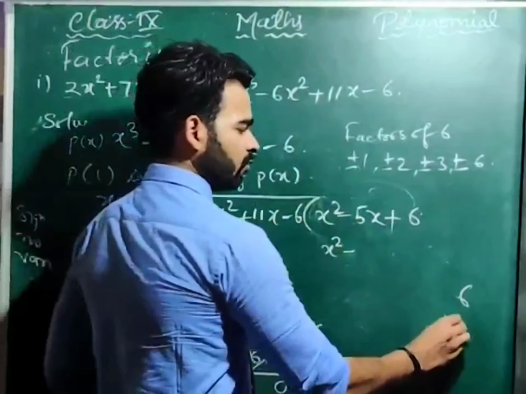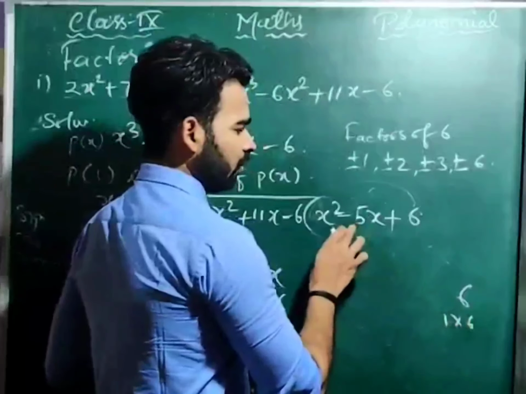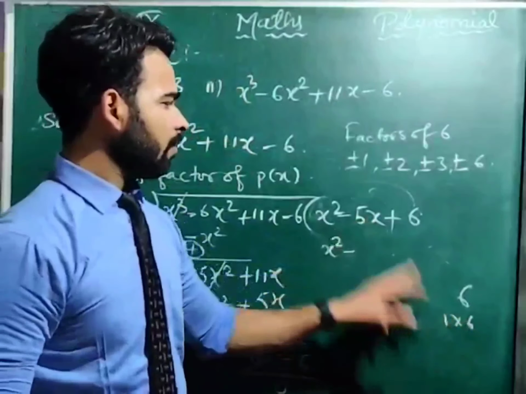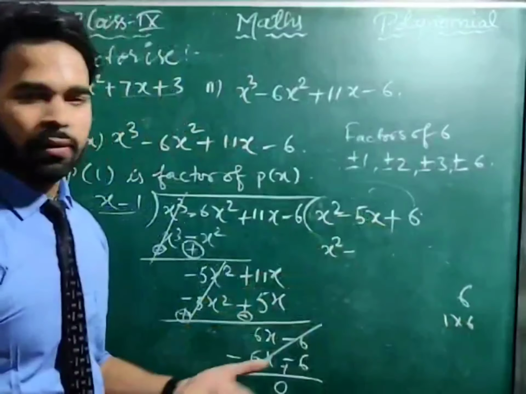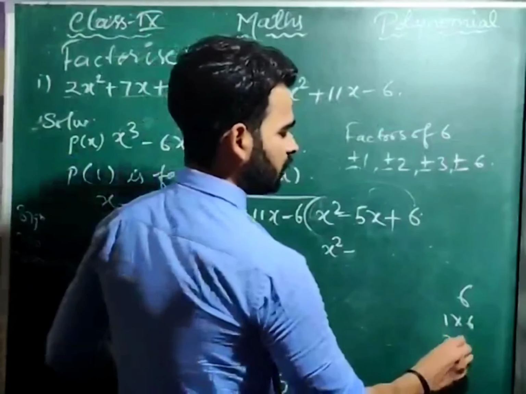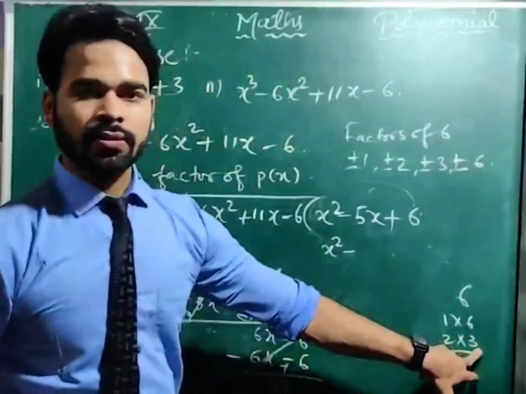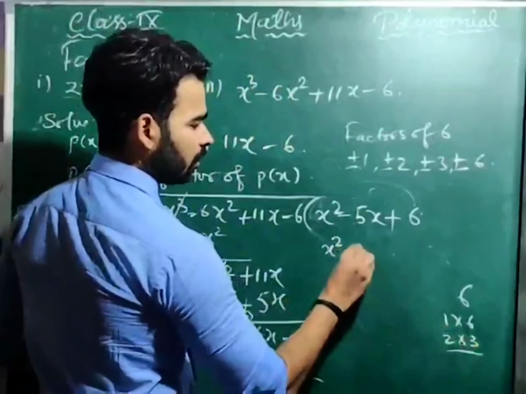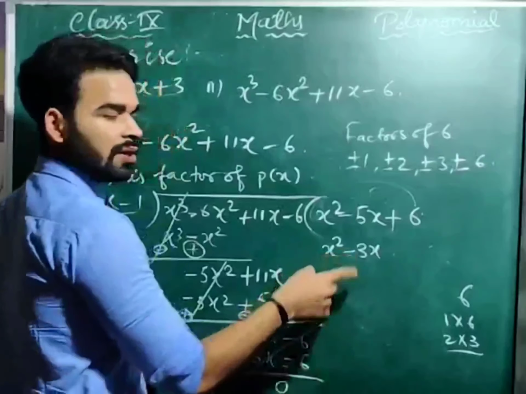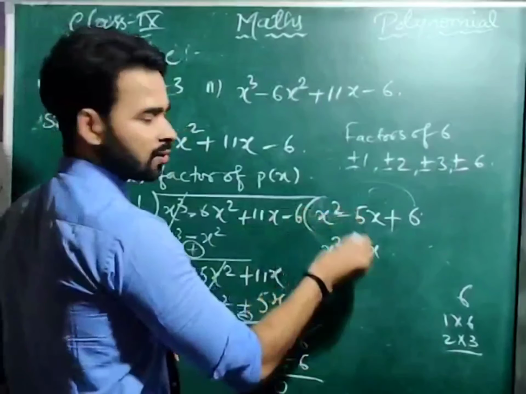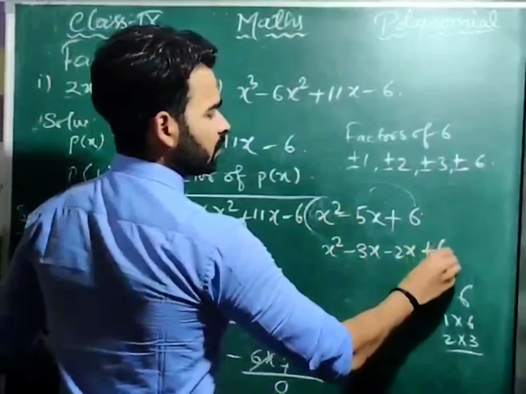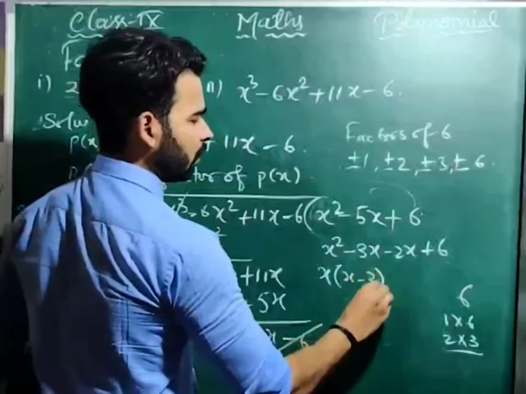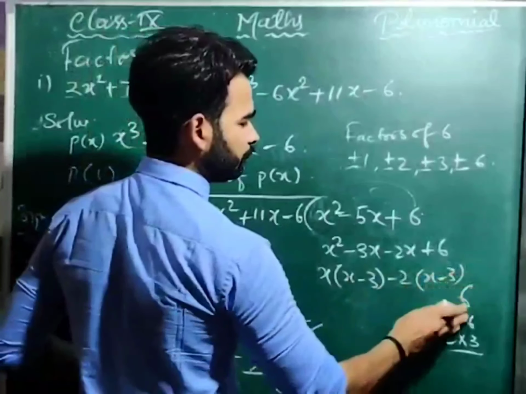So, 1 into 6, 5 we will get 5. 6 ones are 6. And 6 minus 1 is 5. Not possible. Again 2 threes are 6. 2 threes are 6, and 2 plus 3 is 5. So, taking the greater number, minus 3x. Now in minus 3x, what will you do to get minus 5x? Minus 2x and plus 6. Again, sign, number, variable, take common, x minus 3, minus 2, x minus 3.